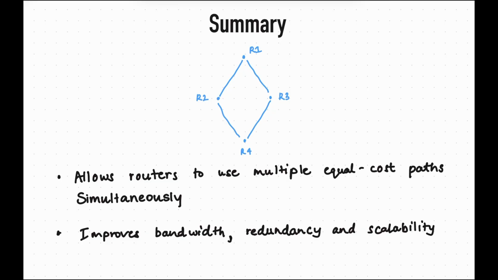So to summarize, ECMP allows routers to use multiple equal cost paths simultaneously. This improves bandwidth utilization, increases redundancy, and enables scalable network design. Without ECMP, network capacity is wasted, and with ECMP, networks become more efficient, more resilient, and more scalable.